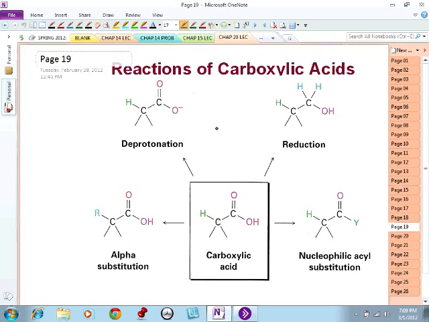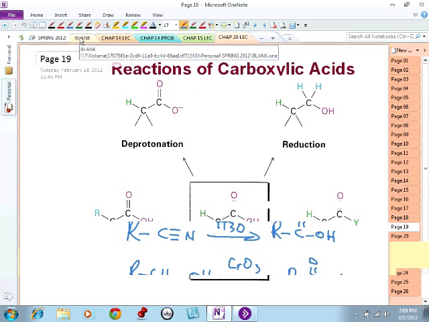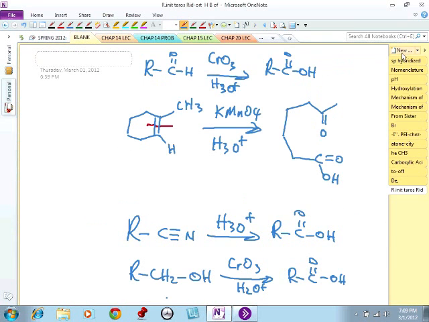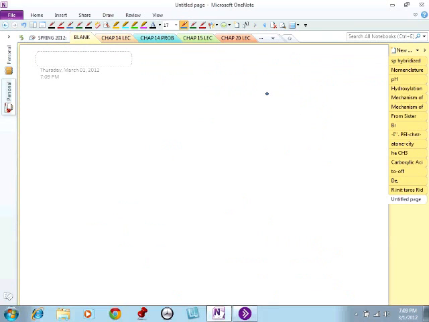Okay, now let's go to reactions of carboxylic acid. This was done also before. Reactions of carboxylic acid. We're not going to go too much into it because in the next chapter we are going to do some of that also. Reactions of carboxylic acid.